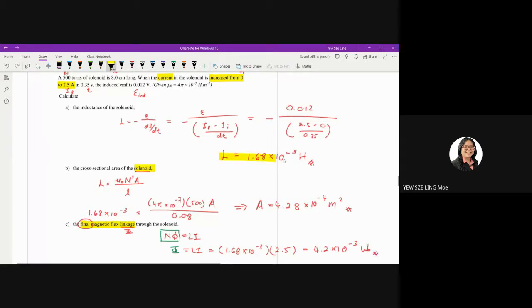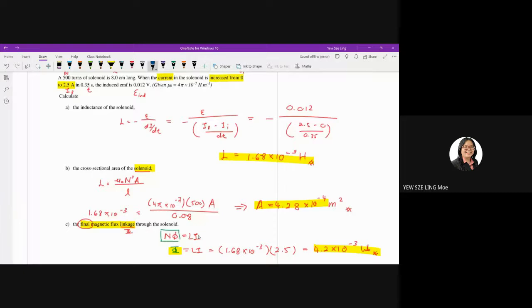All right, so you have L, you have A, and then you have the flux linkage. Now for these last questions, you have to be extra careful, okay? Because this is where students always get it wrong. Because you forgot about linkage, the term linkage itself. Linkage means more than one turn. Okay, so it's N phi, the whole thing.